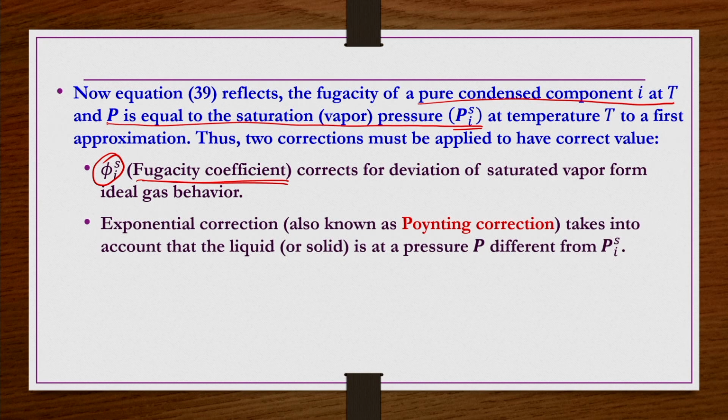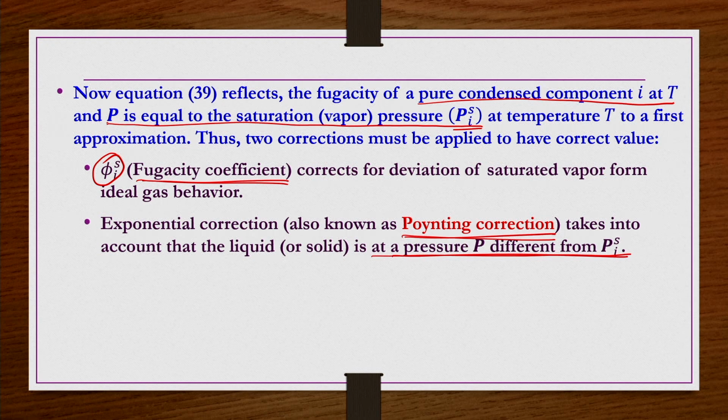The second one is the exponential correction, also known as the Poynting correction, which takes into account that the liquid or solid, the condensed phase, is at a pressure P different from Pi^S, because the condensed phase and vapor phase are at equilibrium only at the saturation pressure. But the pressure is beyond the saturation pressure, so there must be some correction, and that correction is nothing but the exponential correction in equation number 39, which is also known as the Poynting correction.